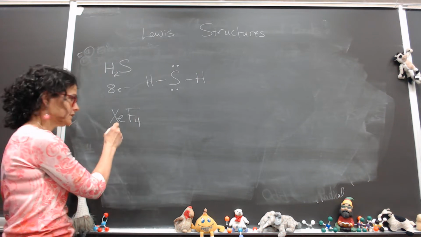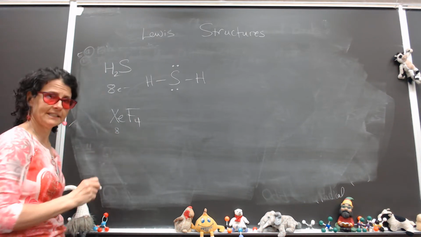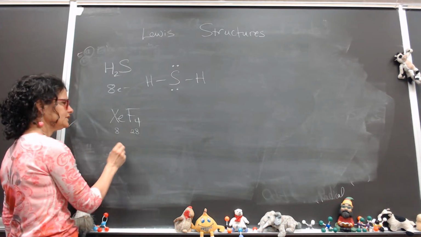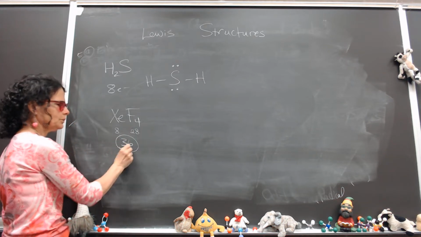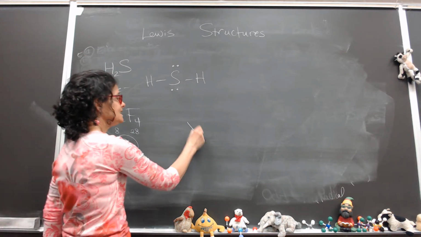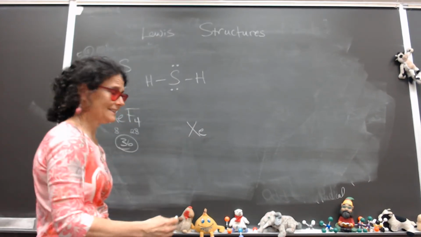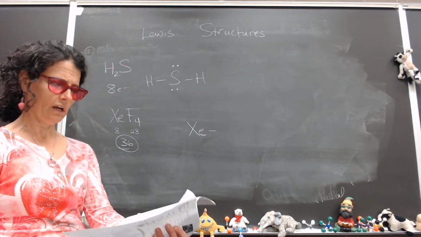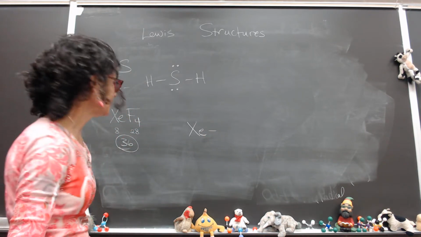So we want to count. Xenon has 8 valence, and the fluorines each have 7, so 7 times 4 is 28, so we have 36 to work with. So 36 is our key. Xenon is definitely in the center. It's not going to be greedy at all. In fact, if we go back and look at his chart, oh, he did not include the noble gases.